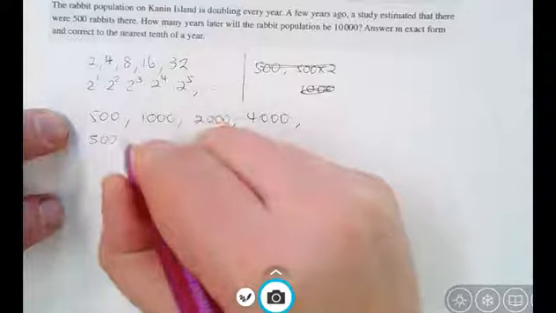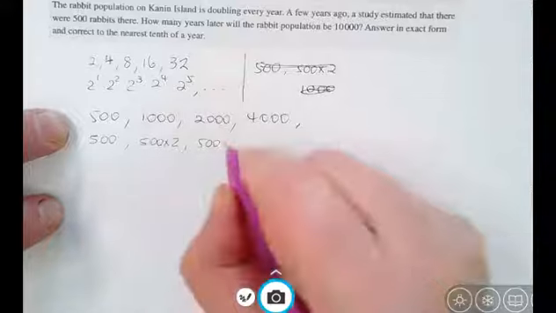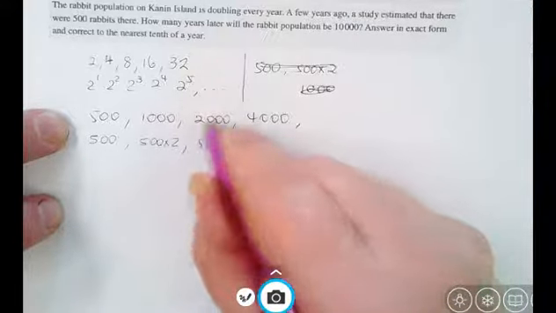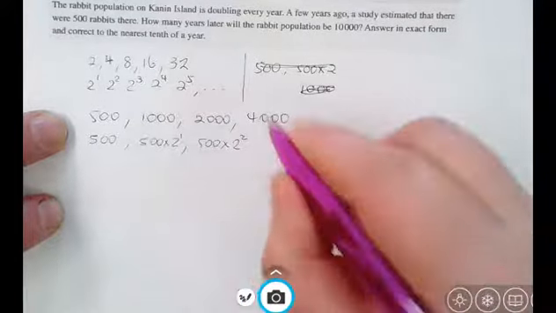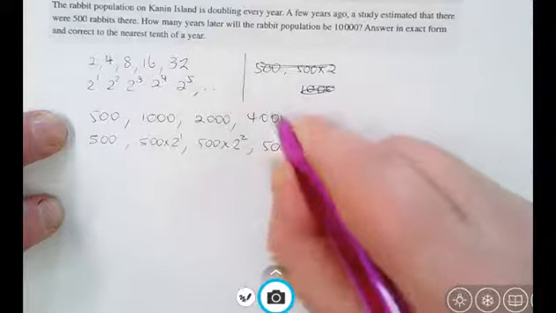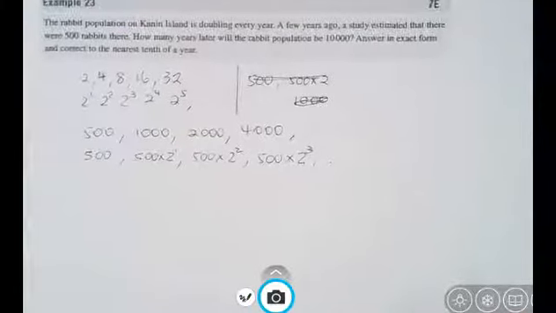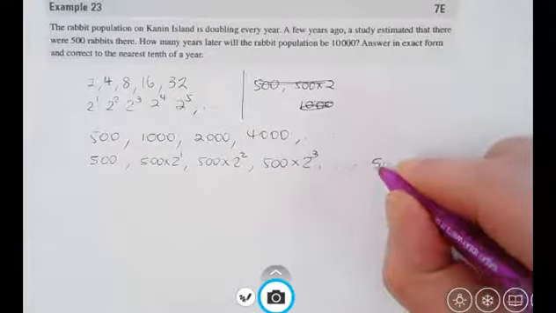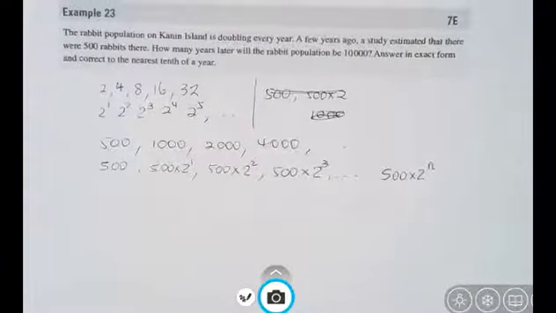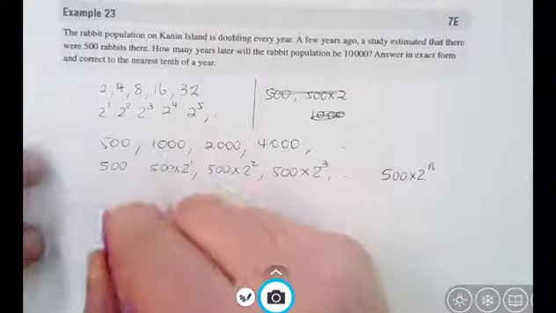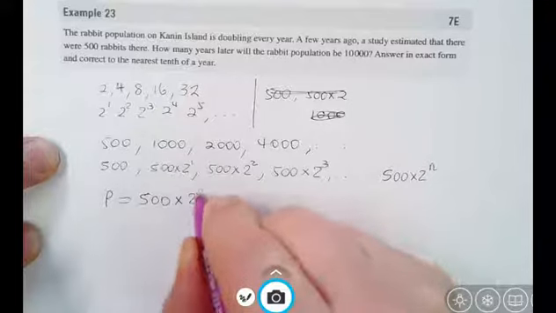So I would have 500, 500 times 2. This would be 500 times 2 times 4, really, which is 2 squared. So this would be 500 times 2 to the power of 1, 500 times 2 squared. This one would be 500 times 8, or 500 times 2 cubed, and so on. So my general expression for the population would be 500 times 2 to the power of n, where n is the number of years. Okay, so the population, I have created a formula for that, and it's 500 times 2 to the power of n.